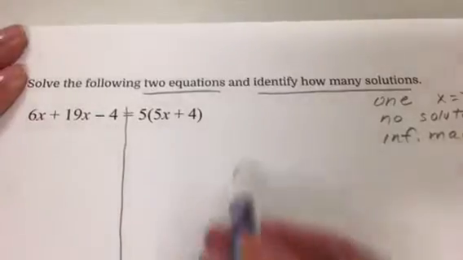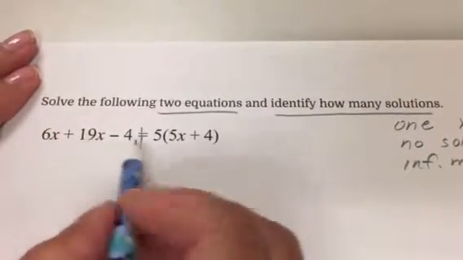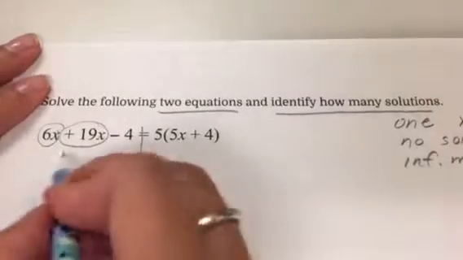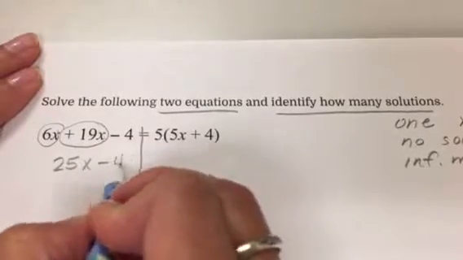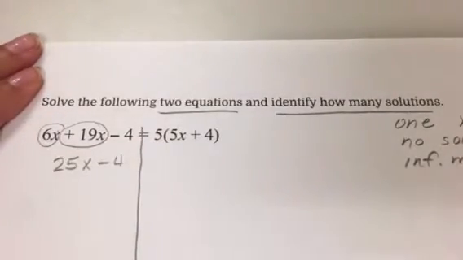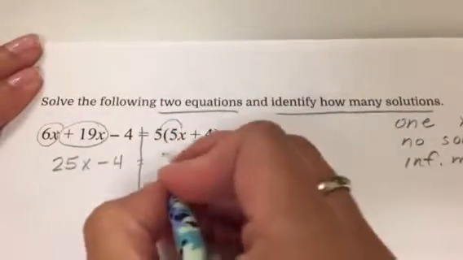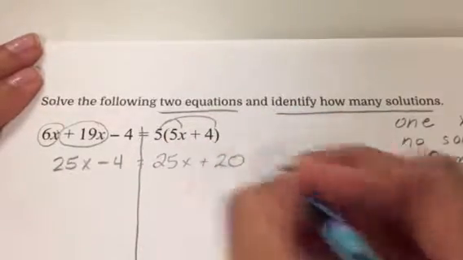So same thing, I need to look, is there anything on the left-hand side I need to do? There's no distributing, but there are some combining like terms. So 6x and 19x is 25x minus 4. And then if I look to the other side, I do see distributing. I would get 25x plus 20.